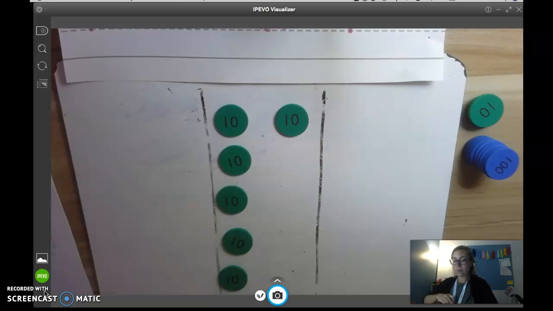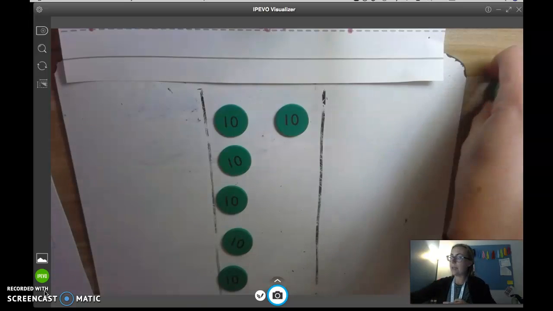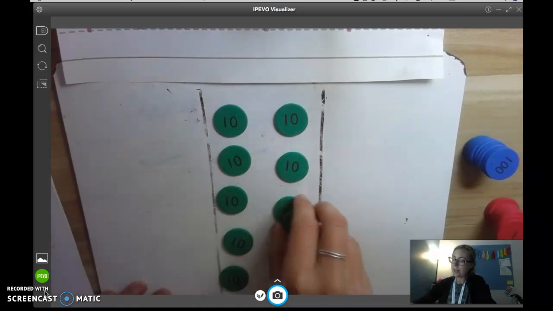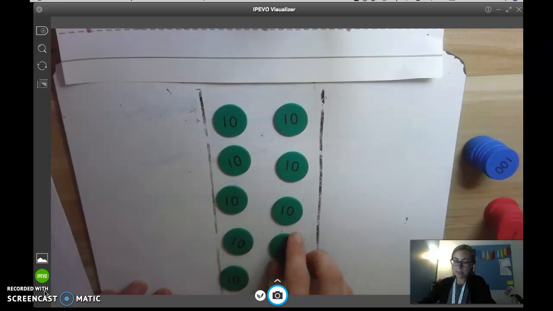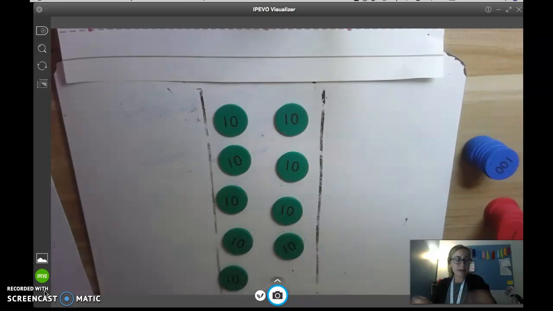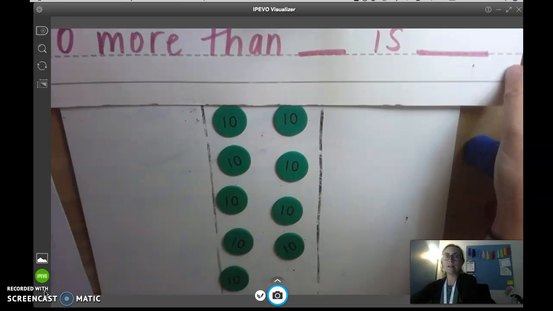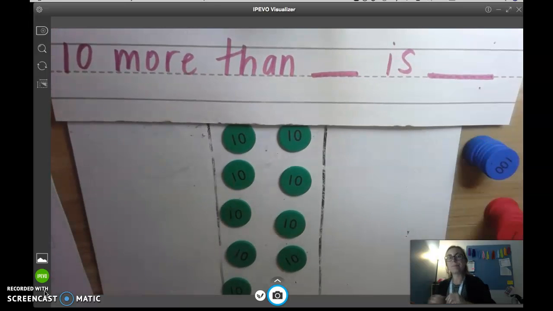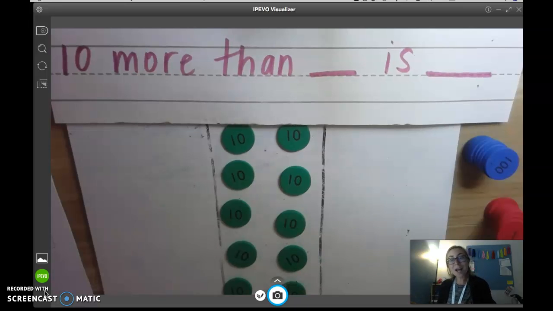Let's skip count from 60 all the way to 90. 60, 70, 80, count with me, 90. Good job. Now think in your brain what 10 more than 90 is. 10 more than 90 is blank. That's right. 10 more than 90 is 100.